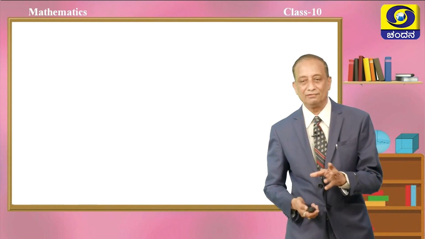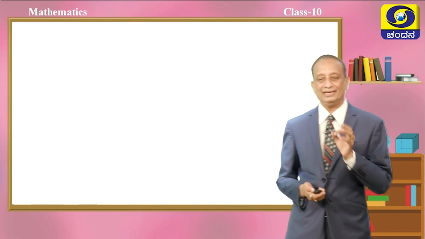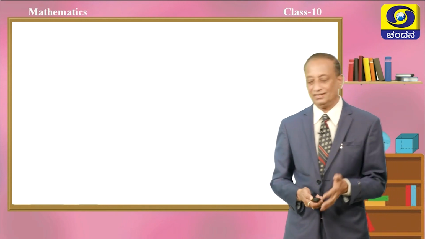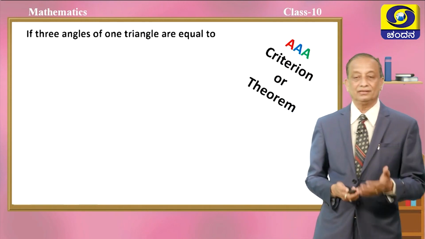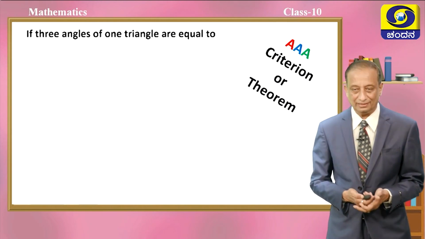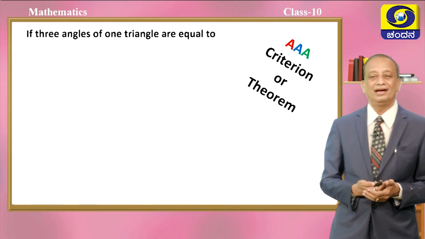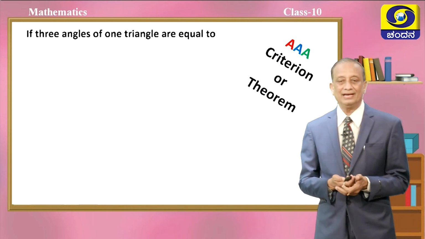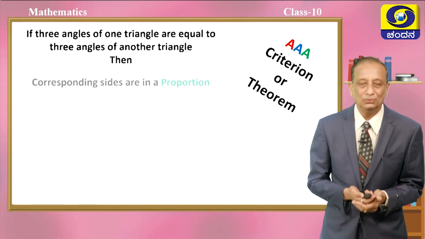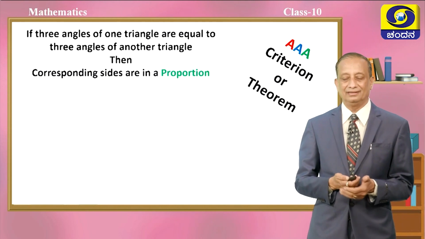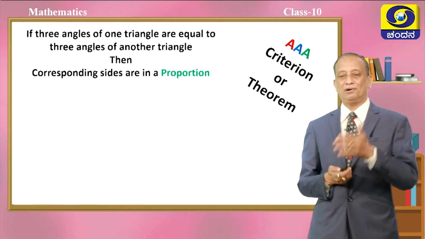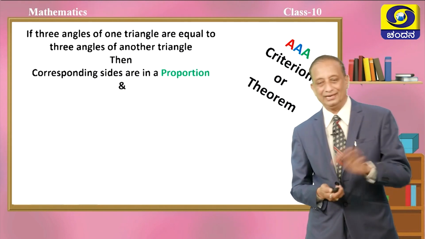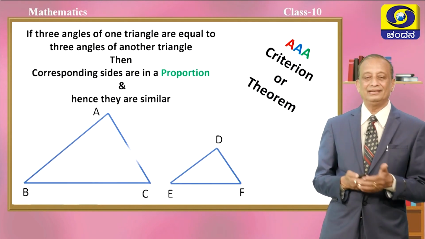So, from here onwards, we will use the term AAA criterion, or you can simply call it AAA theorem also. Okay. So, here is a criterion or theorem. This is the general enunciation of the theorem, which can be stated: if three angles of one triangle are equal to three angles of another triangle, then the corresponding sides are in a proportion, and thereby we can infer that hence they are similar.